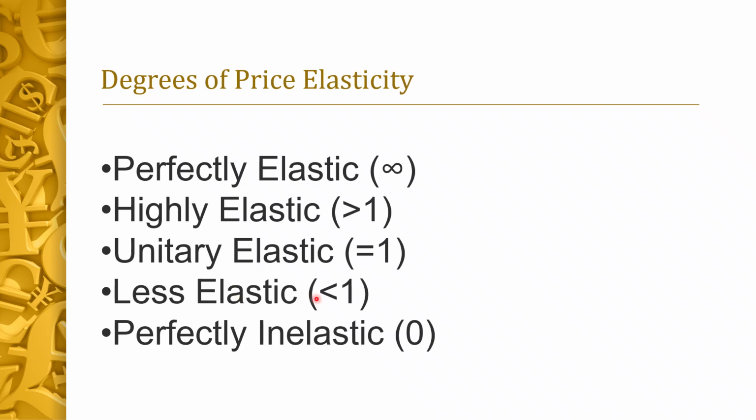Next is less elastic, wherein there is a small change in demand, very little change in demand, due to an increase in price. And finally, we see perfectly inelastic, wherein demand never changes even if there is a change in the price of the product. For example, Giffen goods, for example, necessity goods. So these are the different degrees of price elasticity.